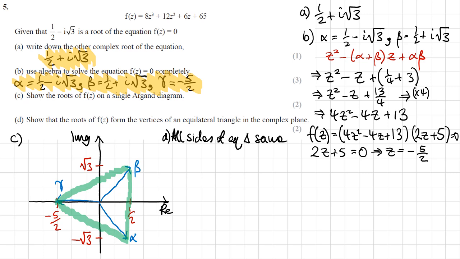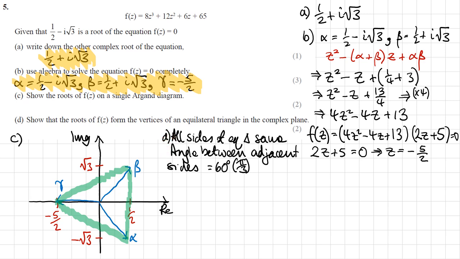But what I'll do as well is show that the angle between adjacent sides is equal to 60 degrees, or pi over 3. Now I guess you could actually do one or the other. Thinking about it, if all sides are the same length, then it must be equilateral. Or if all the angles are 60 degrees, it must be equilateral. I'm going to do both, but I guess you could do one or the other.